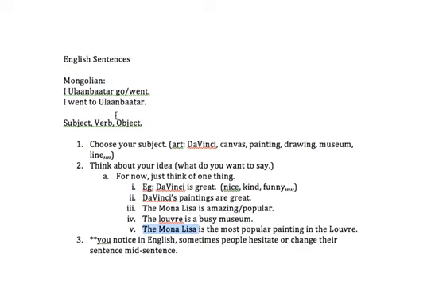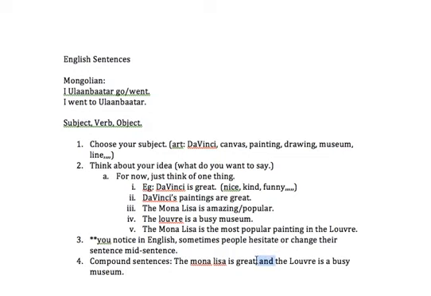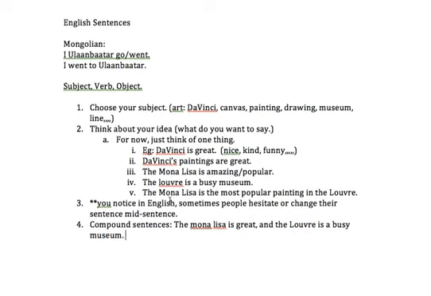Now it's as simple as subject, verb, object. Get that right, get good at that, because what happens later is you have compound sentences. So you have "The Mona Lisa is great, and the Louvre is a busy museum." Now we have a comma and "and," which gives us another subject, verb, object, right? Make sense?